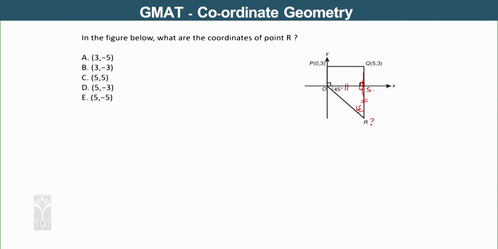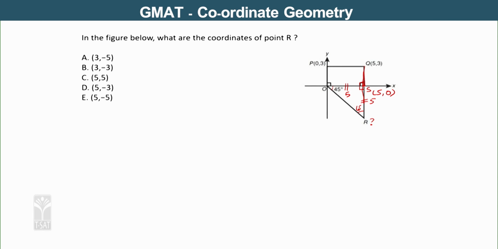And what will be the coordinates of point S? Since it is perpendicular, when you drop from Q to S, the x coordinate remains the same, that is 5, and the y coordinate, since it is on the x axis, will be equal to 0. So, the distance from O to S is nothing but 5 units. Now, if that is 5 units, this as well is 5 units.